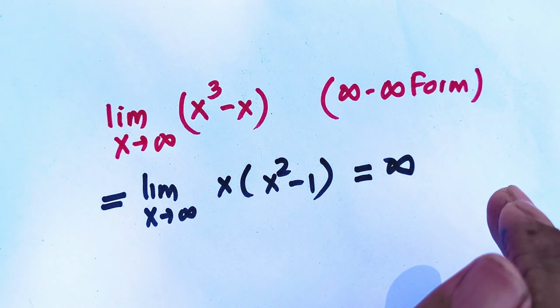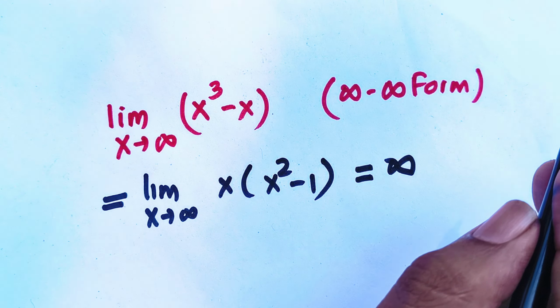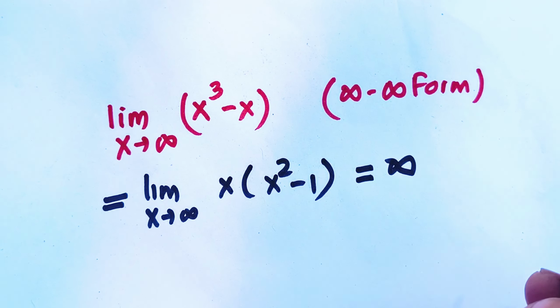In the first part of the video, we saw 0 times infinity. Now we have seen infinity minus infinity. Now we are ready to deal with limits which are in these two forms.